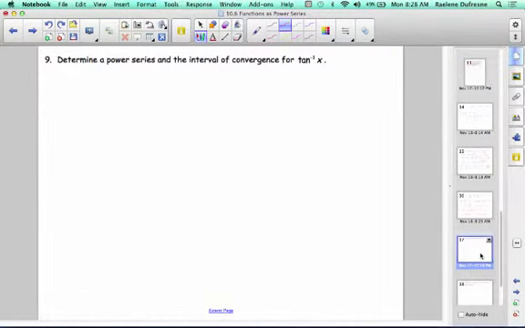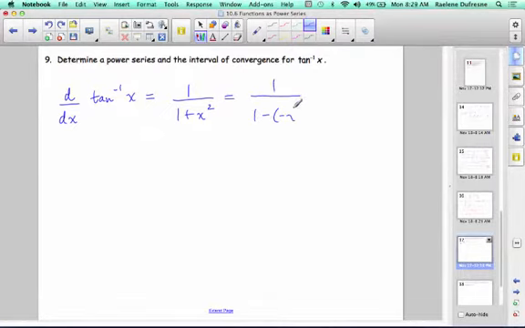Moving on to number 9, let's determine a power series in the interval of convergence for tan inverse of x. Well, again, we need to think of tan inverse of x as the derivative or the integral of a basic geometric power series, because tan inverse of x is not in the form of a over 1 minus r. But we do know that the derivative of tan inverse of x is given by 1 over 1 plus x squared, which does have the form of a over 1 minus r, where a is equal to 1 and r is equal to negative x squared.